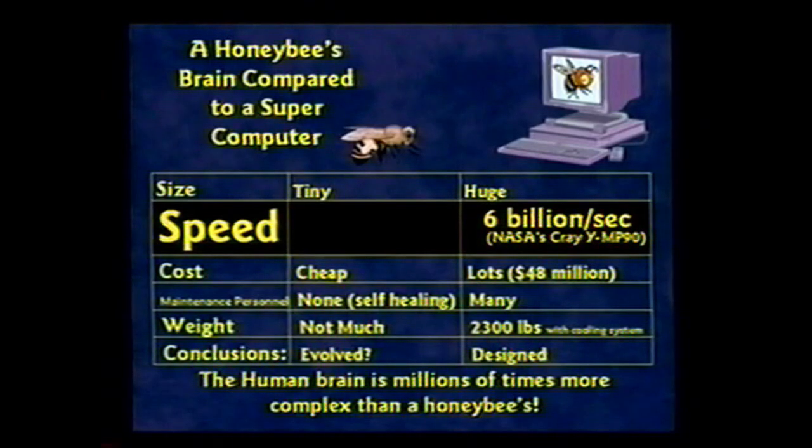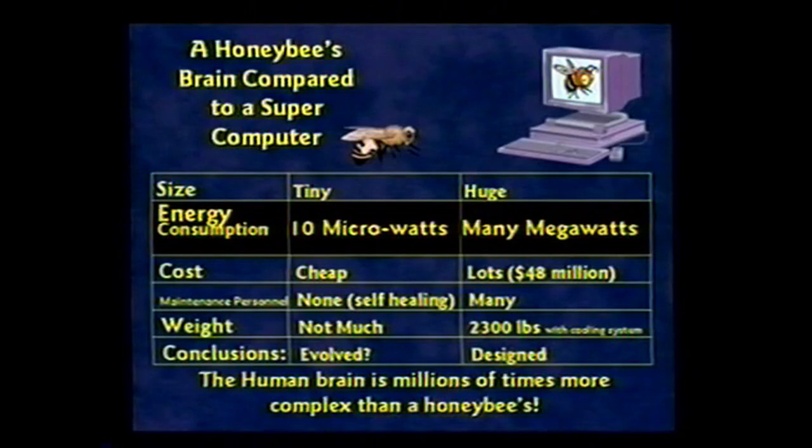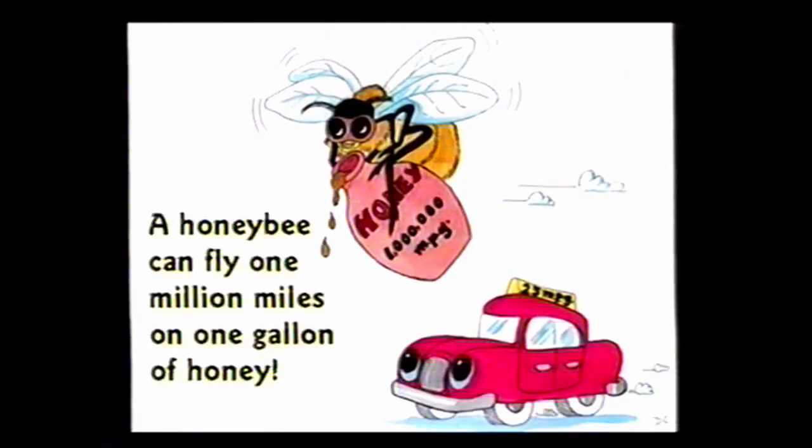He's got a lot of things going on in that brain. Estimates are that his brain is processing about 1 trillion calculations per second. That's 1,000 billion. So the honeybee's brain is probably 166 times faster than a Cray computer. Now, the Cray computer uses many megawatts. The honeybee only uses 10 microwatts. What that means is the honeybee is very efficient. Matter of fact, he is so efficient, he can fly 1,000,000 miles on 1 gallon of honey.